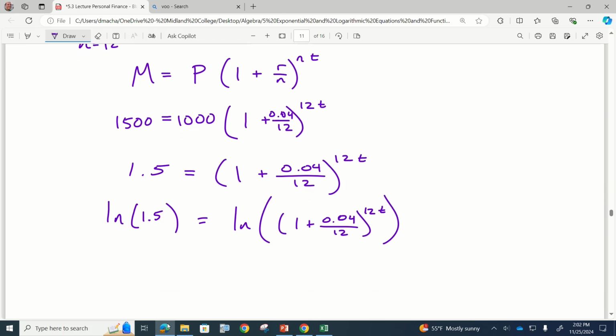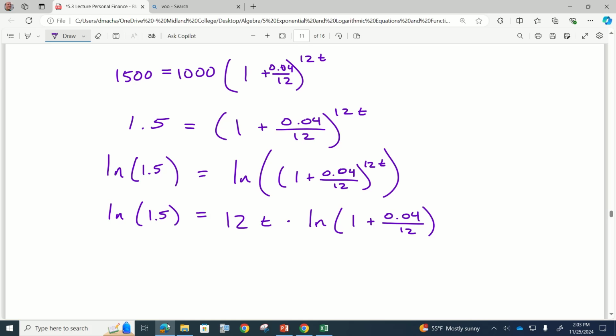This is going to allow us to use properties of logarithms number 8. So remember that handout I told you to memorize? Number 8 on that handout says the power rule for logarithms is if I've got a power on the inside of my logarithm, I can take it out. And I'll just multiply this logarithm times 12t. So I've got 12 times t times natural log of 1 plus 0.04 over 12. Right. That's just a property of logarithms you have to know.